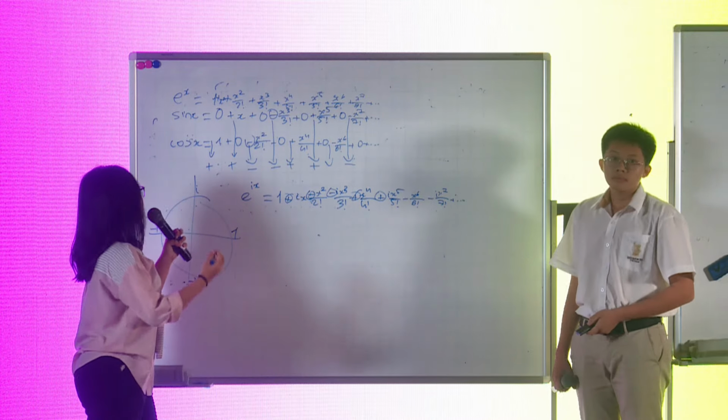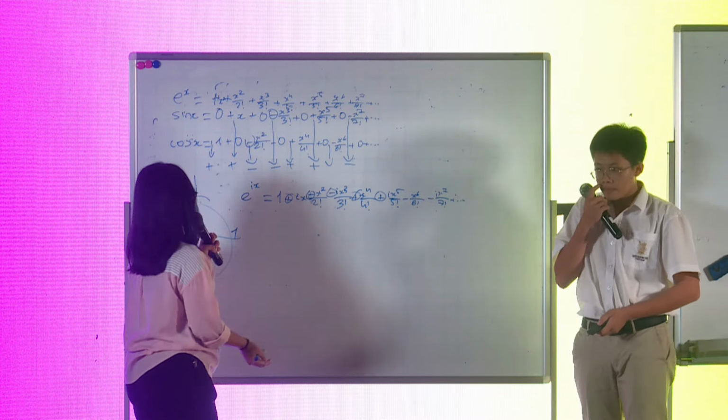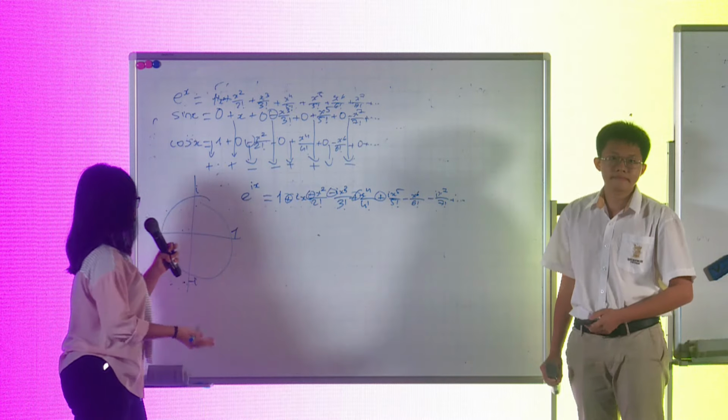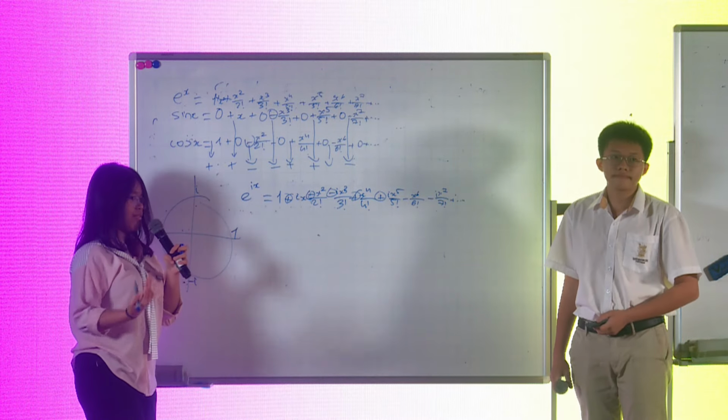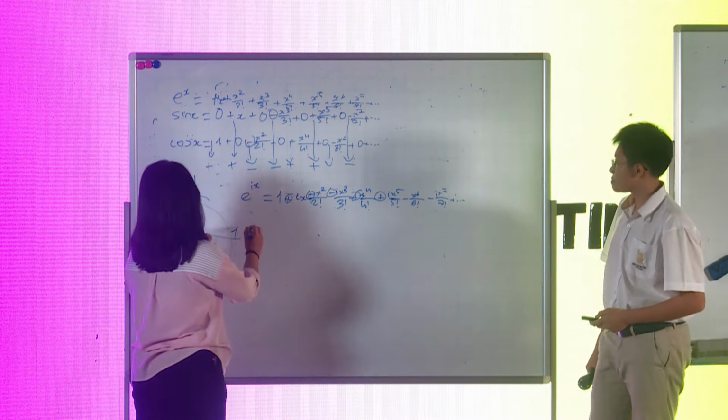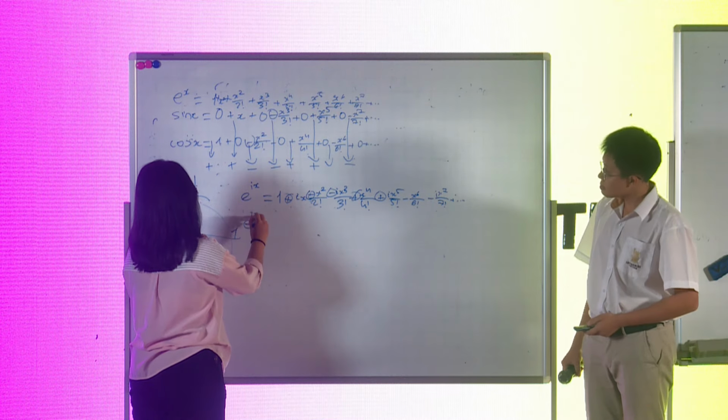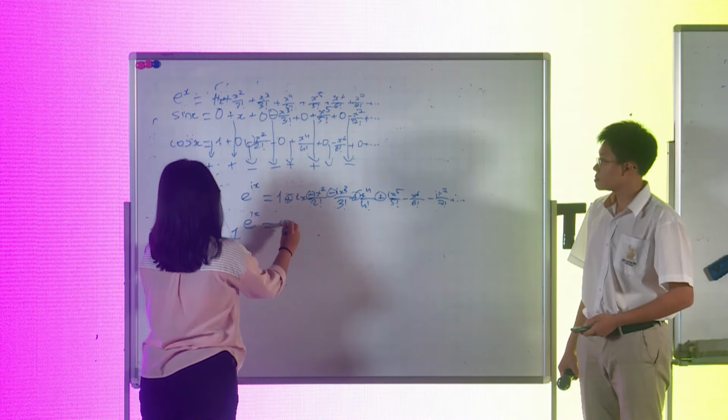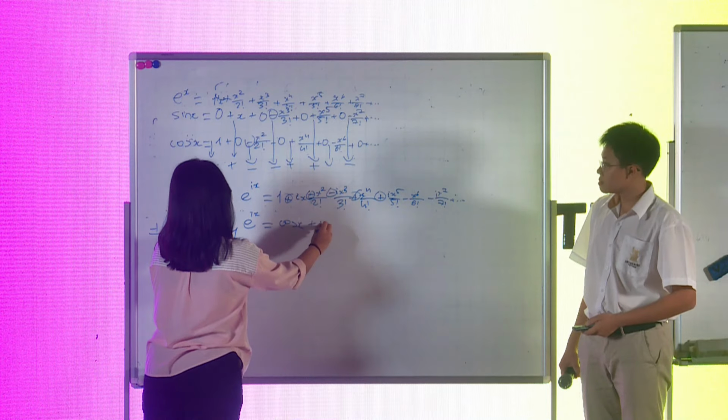However, the terms in sine of x are multiplied by i. So then we just need to take i times sine of x. So therefore, we can conclude that e to the power of ix will be equal to cosine of x plus i times sine of x.